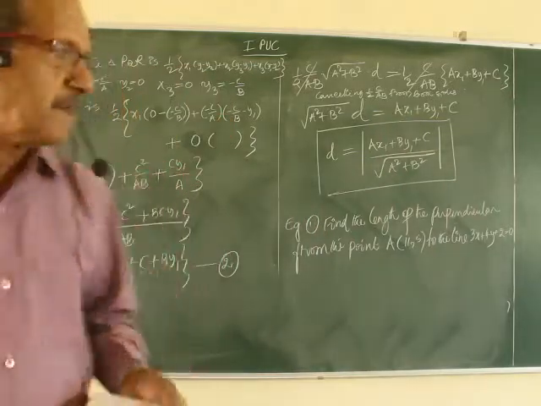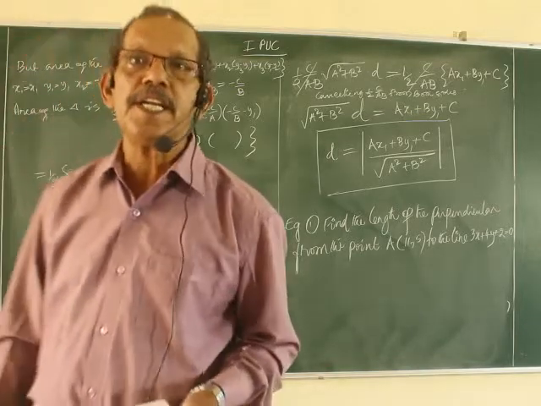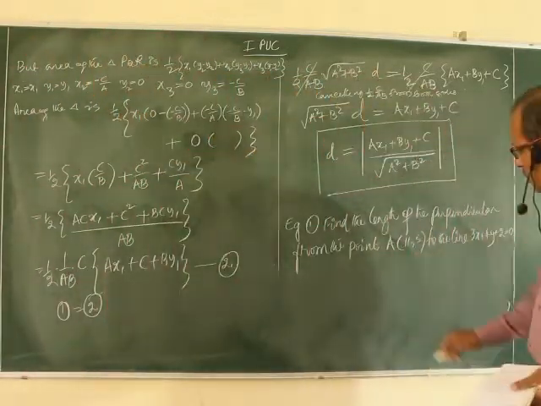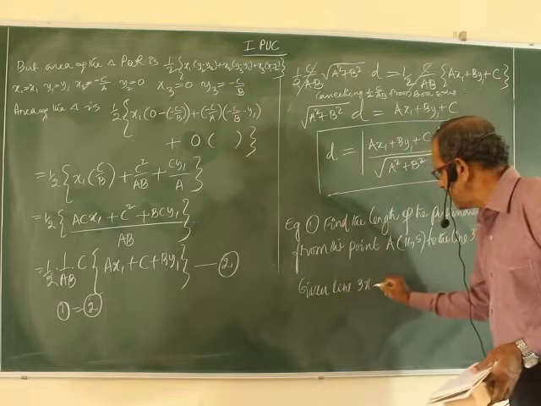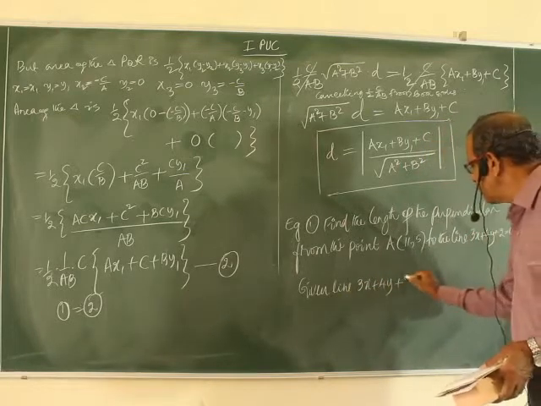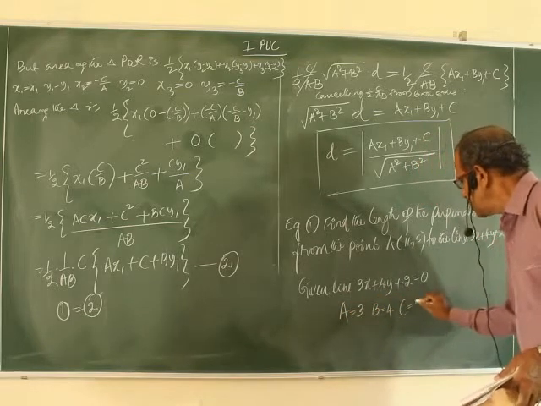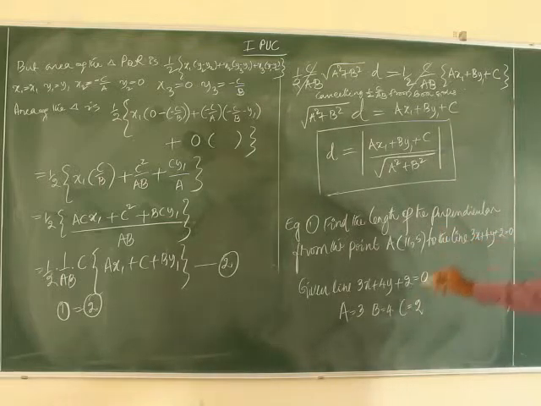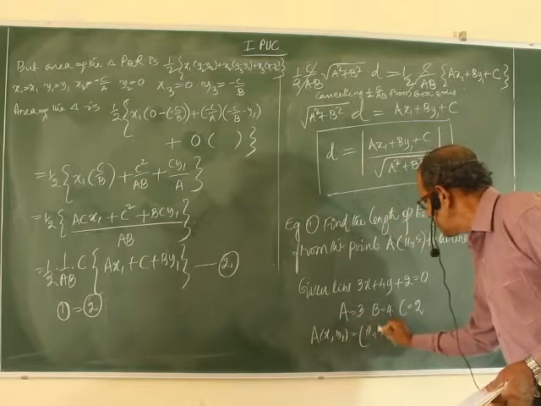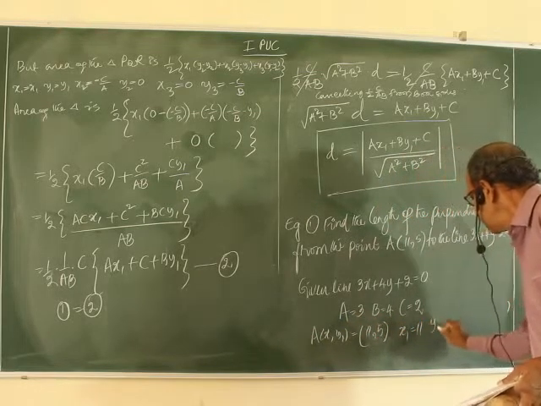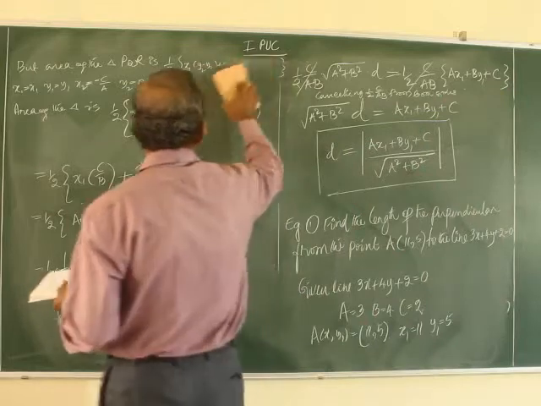Length of the perpendicular from the point (x1, y1) to the line ax plus by plus c equal to 0 is, write the formula first. So, given line 3x plus 4y plus 2 equal to 0. Therefore, A is 3, B is 4, C is 2. Point (x1, y1) is (11, 5). So, x1 is 11, y1 is 5. Find the value of D. Write the formula, simplify it.